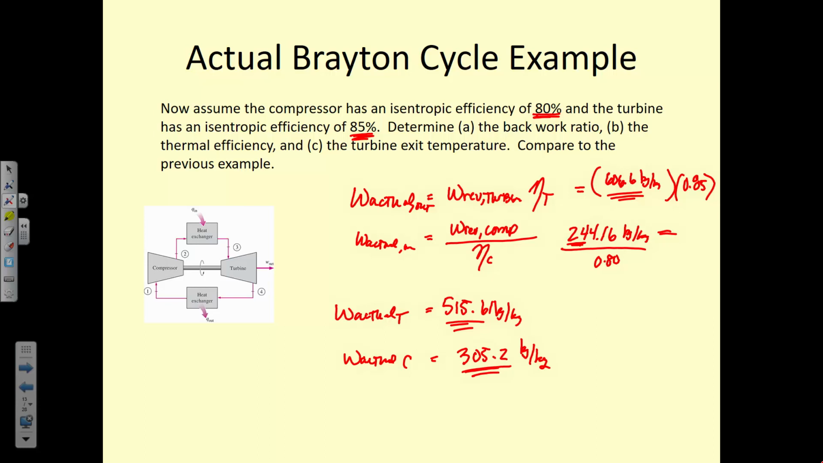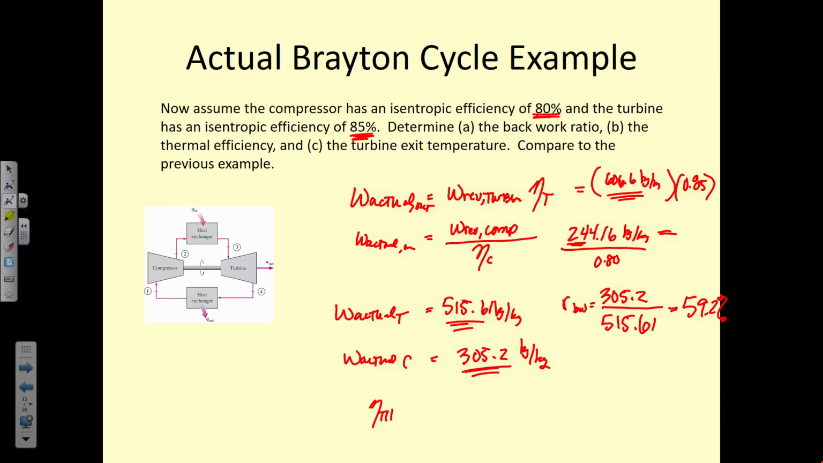Okay, so the actual back work ratio is equal to 305.2 divided by 515.61. So we get 59.2%. Or in other words, almost 60% of the work coming out of our turbine has to go back to power the compressor. So this is the back work ratio.